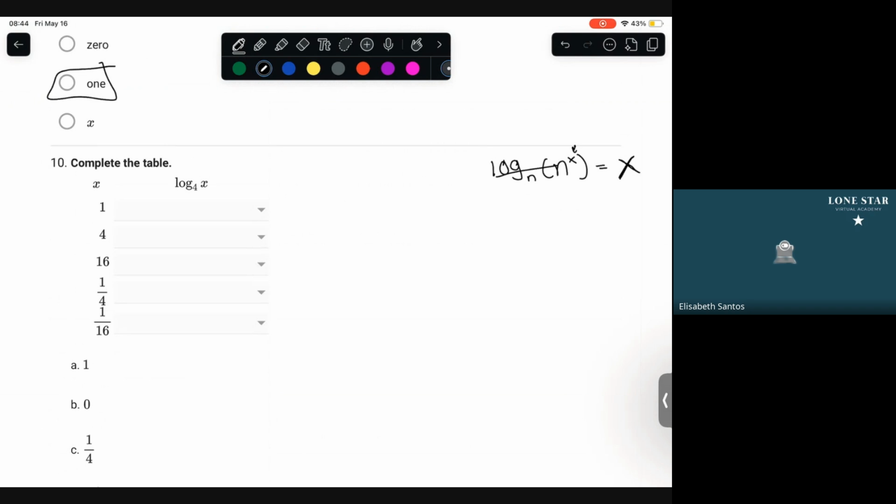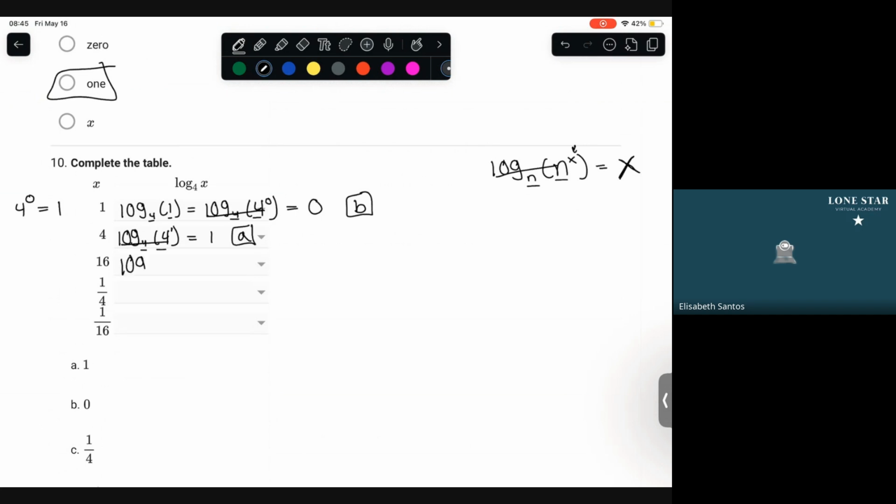Okay, so let's look at this first one. We are given log base 4 of 1. I need these two to be the same. I do know that 4 to the power of 0 is 1, because anything to the power of 0 is 1. So I'm going to rewrite this as log base 4 of 4 to the power of 0. These are the same now. They cancel. We're left with that exponent 0, which is letter B. Okay, let's look at log base 4 of 4. If you don't see an exponent on a number, that exponent is understood as 1. So these now cancel. We're left with 1, which is letter A.